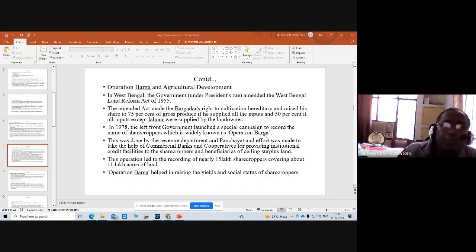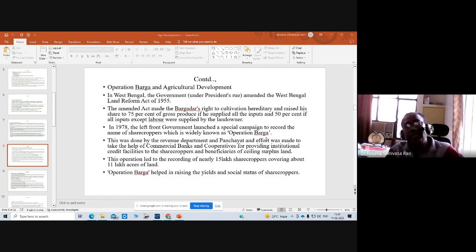Then the Operation Barga and Agriculture Development. This is one of the important and good programs which has been implemented in West Bengal. Bargadars got the right to cultivation, hereditary, and their share was raised to 75% of gross produce if he supplied all the inputs. So the act has been amended in that state. 50% is there on the sharecropping manner.